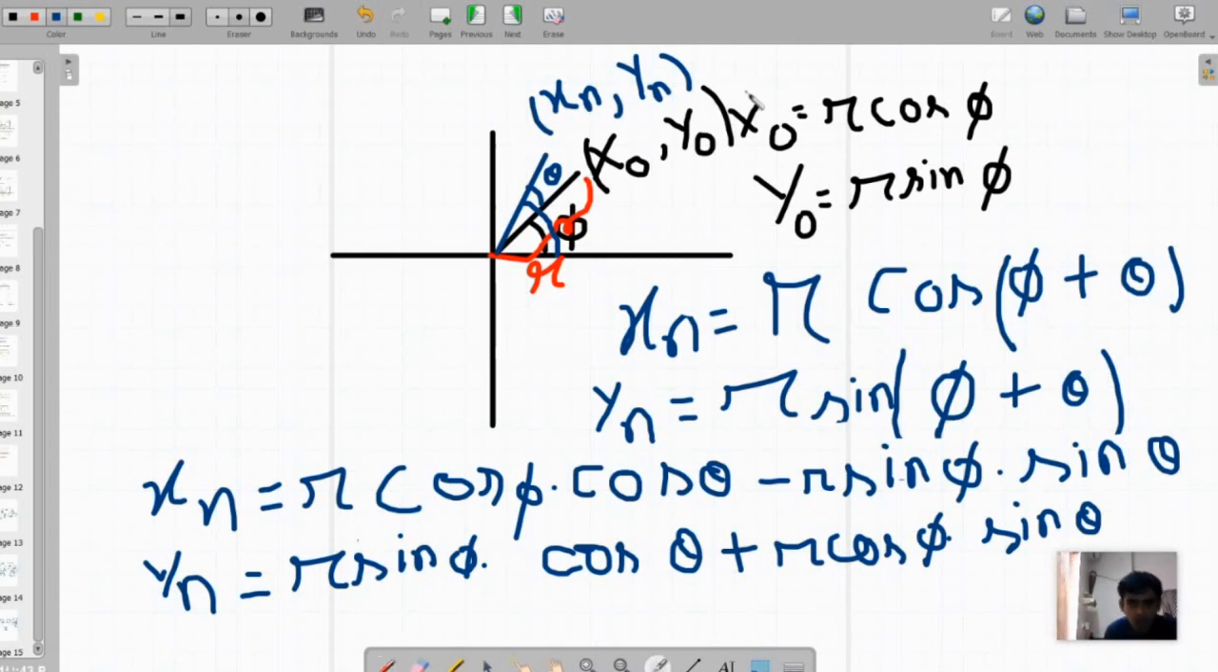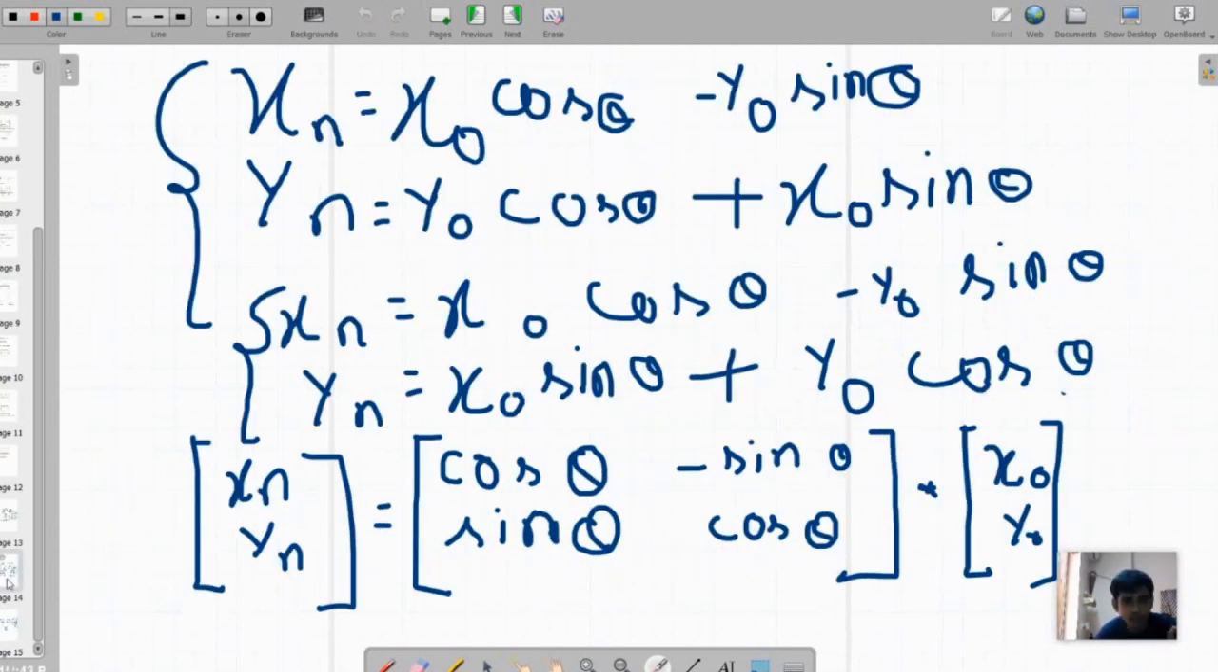Now observe everything. If you observe carefully, you can find that in these equations you can replace cos phi and sin phi with xo and yo. How? R cos phi is xo and r sin phi is yo. Now if you replace r cos phi and r sin phi in these two equations, you get something like this.